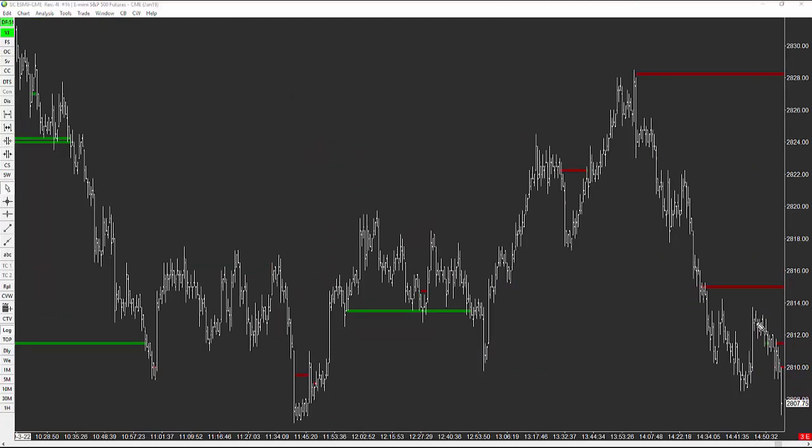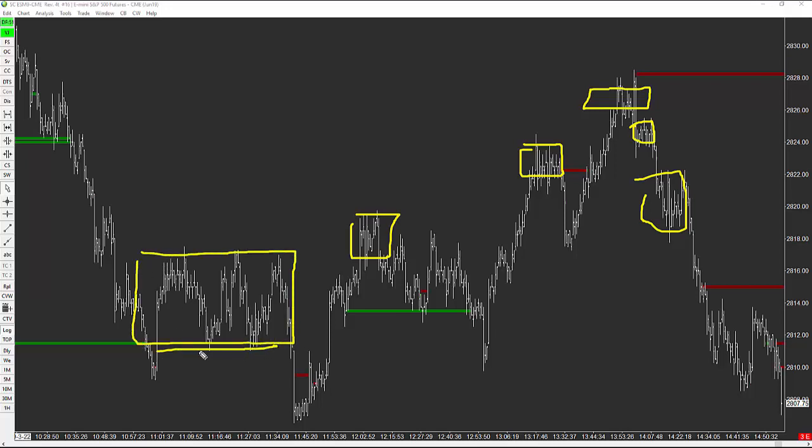My eyes would right away fixate on a box, for instance, like that. A box up in here like that. That would be a box. This would be a box, and so on. You could find boxes back in here. You could look at swing lows and swing highs and make a box out of that and kind of determine where it could break out.